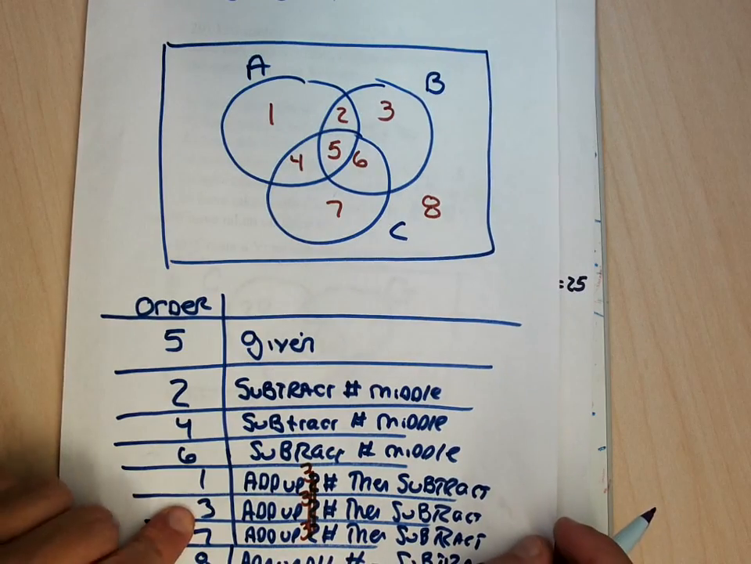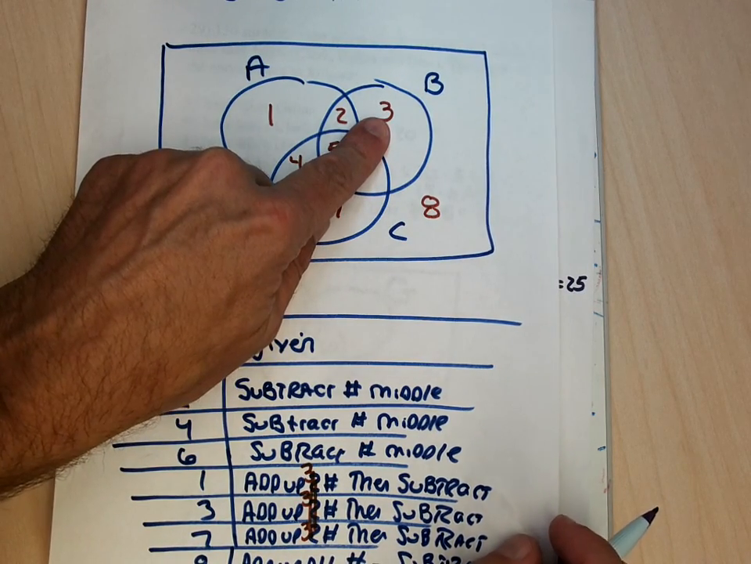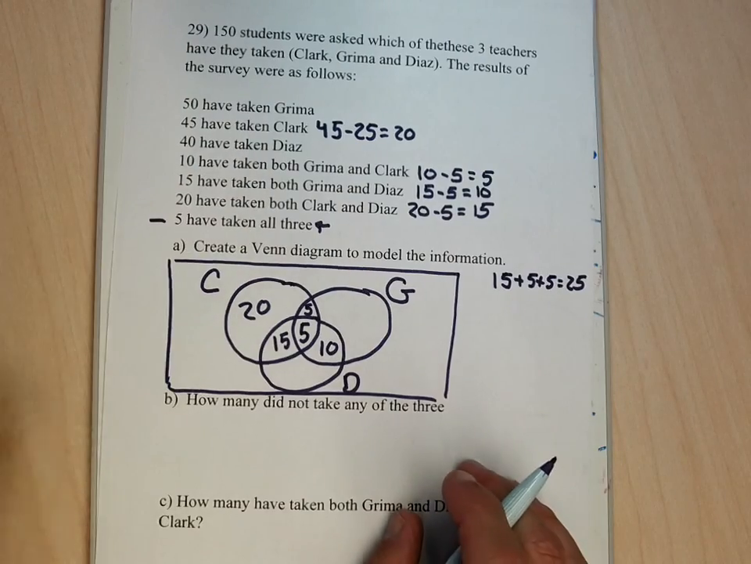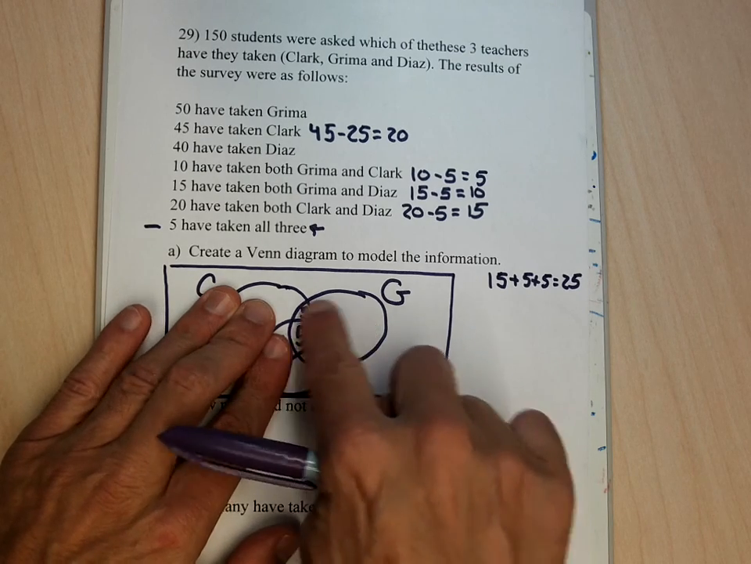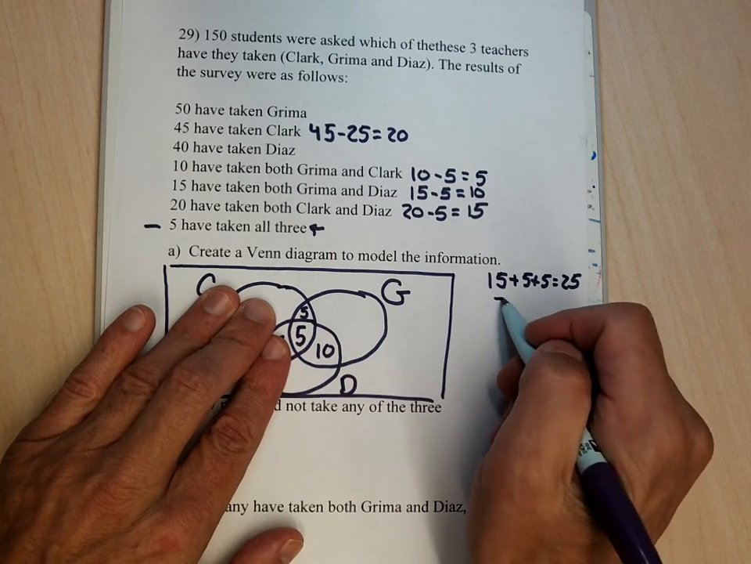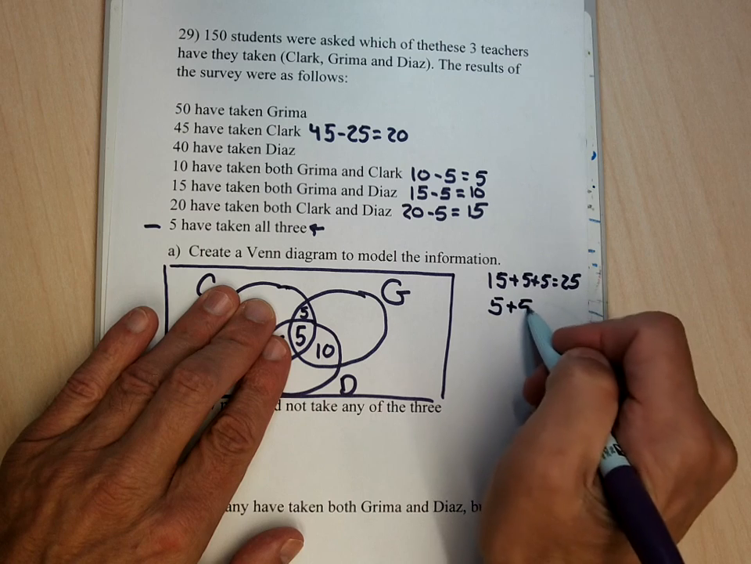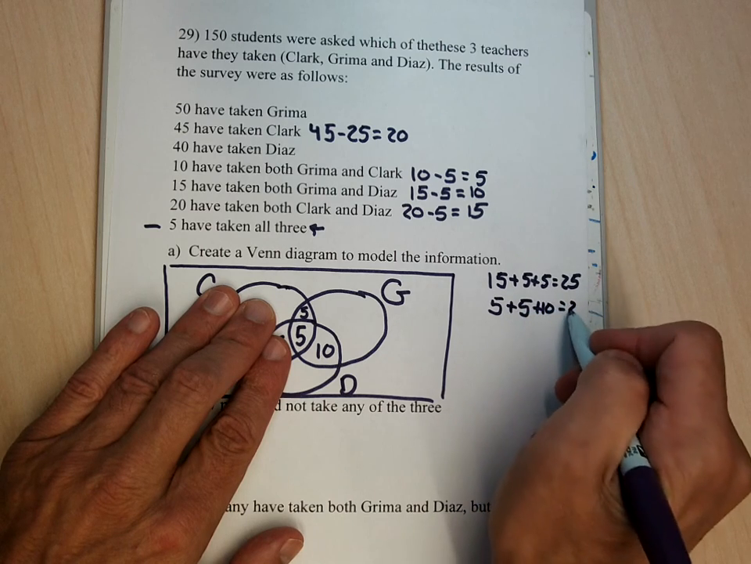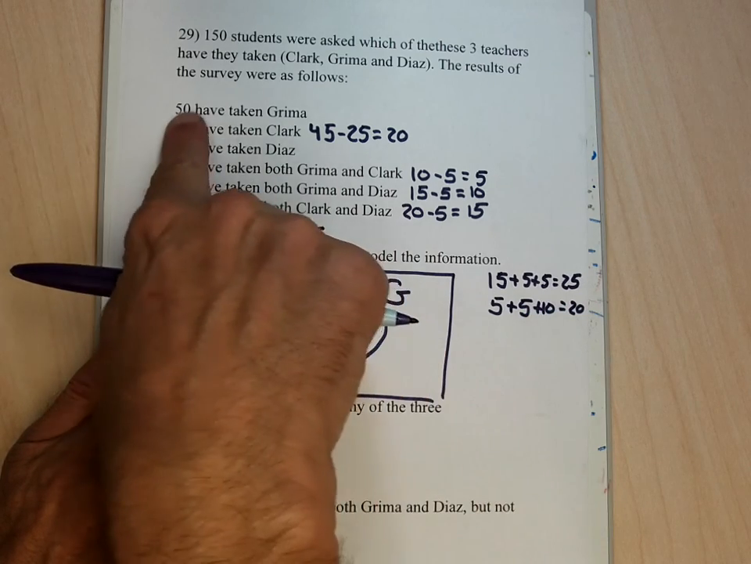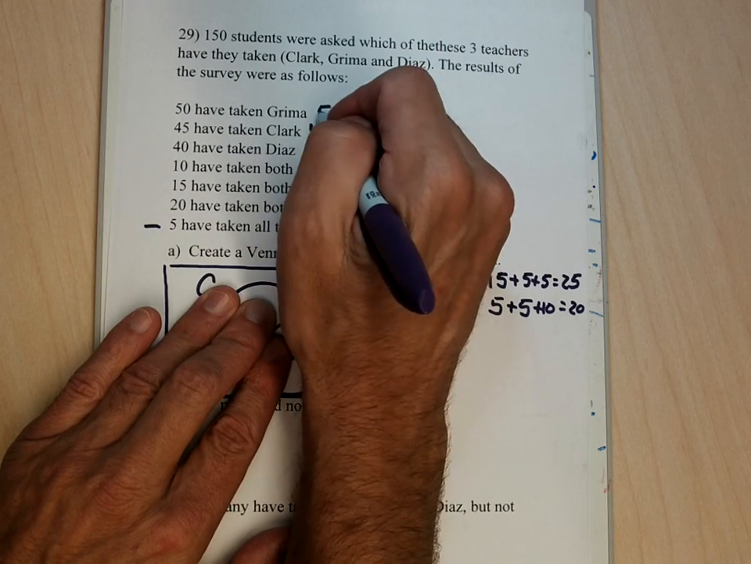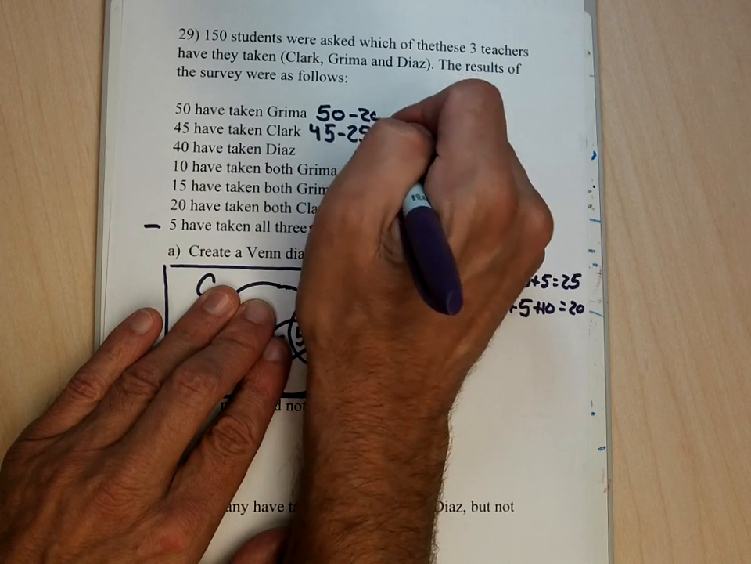Next, I'm going to do region 3, and I'm going to add up 3 numbers and subtract. Region 3 is going to be there. I'm going to add up the numbers in the Grima circle, which is 5, 5, and 10. Those add up to 20. I go up top and find the Grima number, name. I go 50 minus 20, and I get 30.